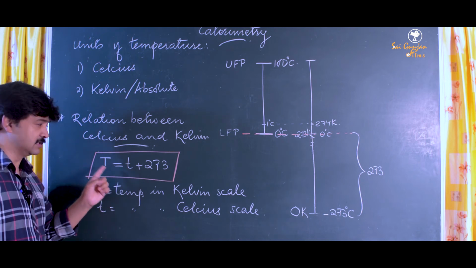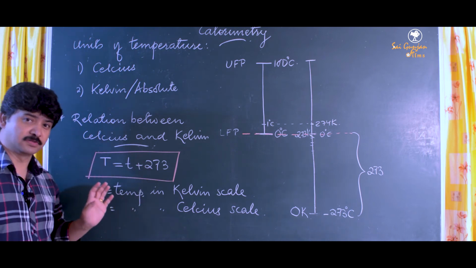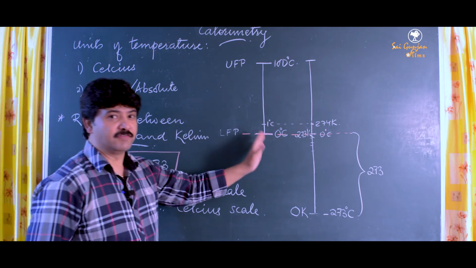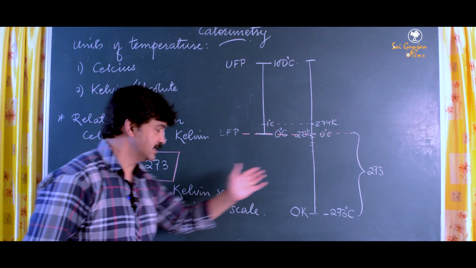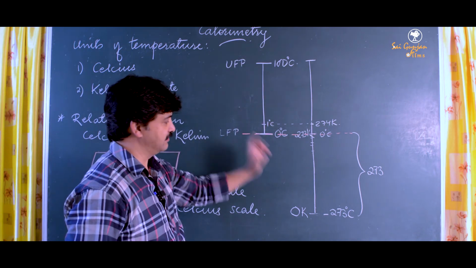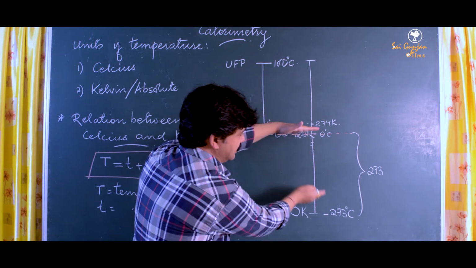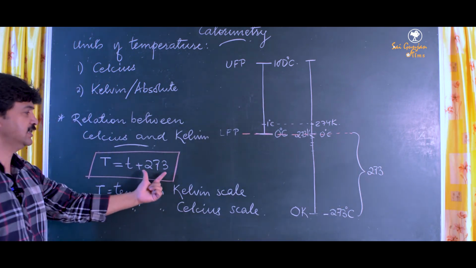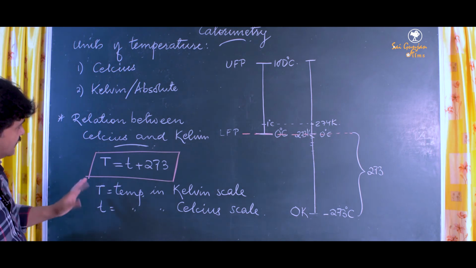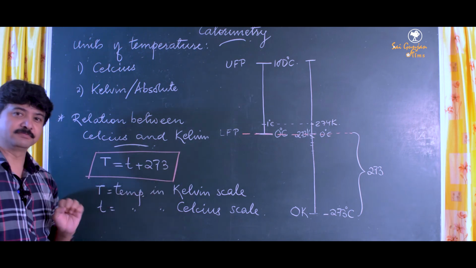Now this is very easy to understand and very easy to forget also. But you will not forget this if you have understood the concept behind this. So Celsius starts from this only, whereas Kelvin starts from this. That's why you have to add this much to Celsius. That means this much means 273. Now after this, let's take some numericals based on this particular formula.